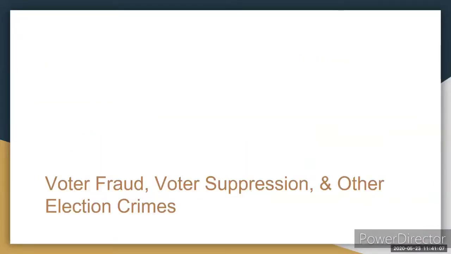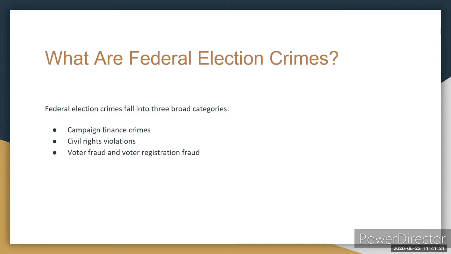Voter fraud, voter suppression, and other election crimes. Federal election laws help protect the election process. What are federal election crimes? They fall into three broad categories. So, campaign finance. Those crimes are when candidates accept funds that violate the amounts or the donors permitted under law. Civil rights violations involving voter intimidation, coercion, threats, and other tactics to suppress a person's ability to vote.